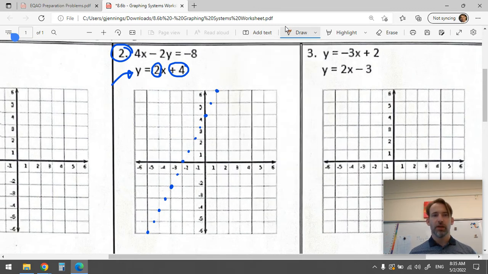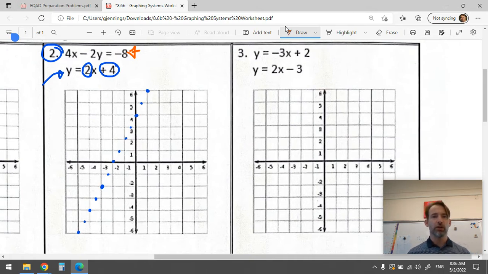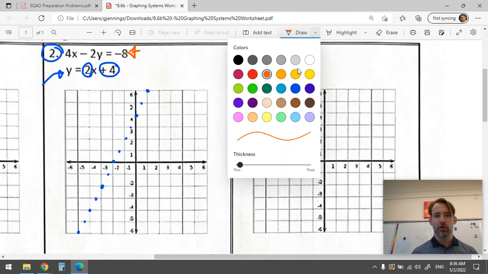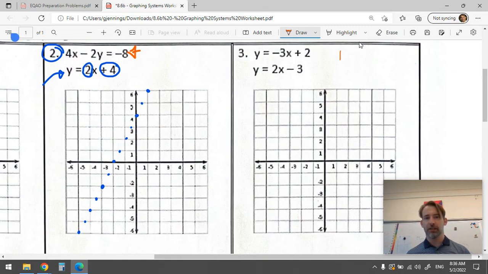Orange. Okay, this one here needs to be converted to y equals mx plus b form if I'm going to use the same strategy. So I'm going to write all over this next question here to do that. You can use scratch paper, of course. Actually, I could use a whiteboard. Whatever, I'm going to do it over here with a smaller pen. All right, 4x minus 2y equals negative 8.